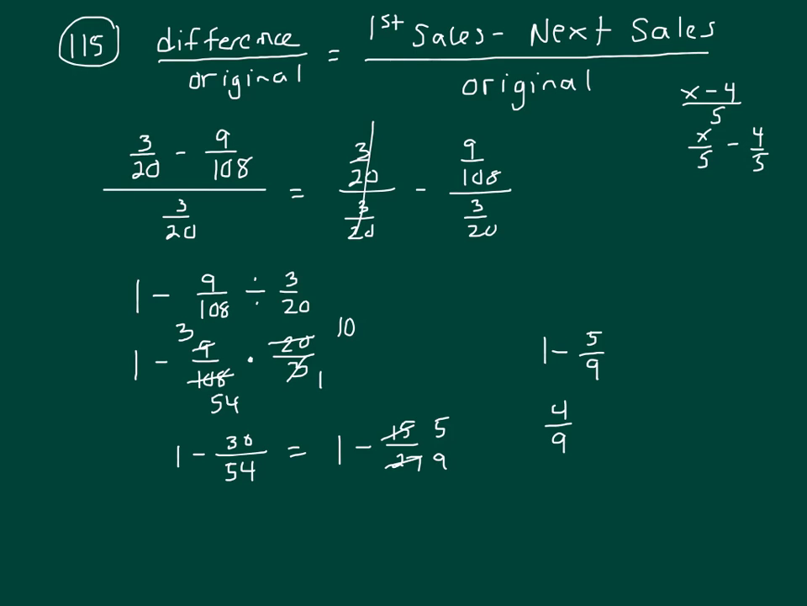I quickly look at my answers, and they are in what form? They are in percent form. So let's do long division. 4 divided by 9. 9 will go into 40 4 times. And stop right there because only one answer has a 4. So your answer is 45%.